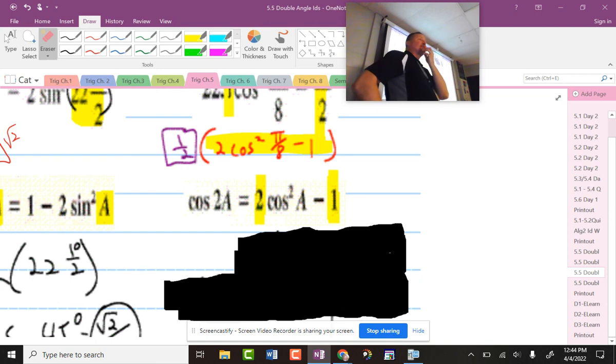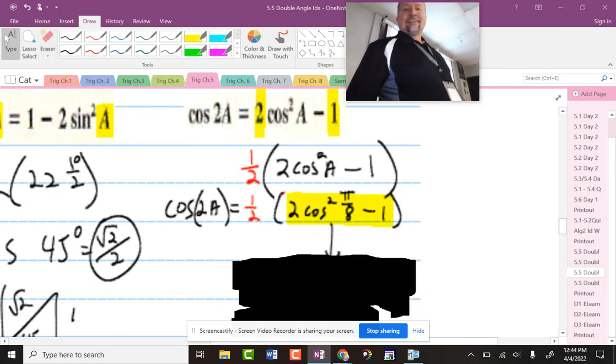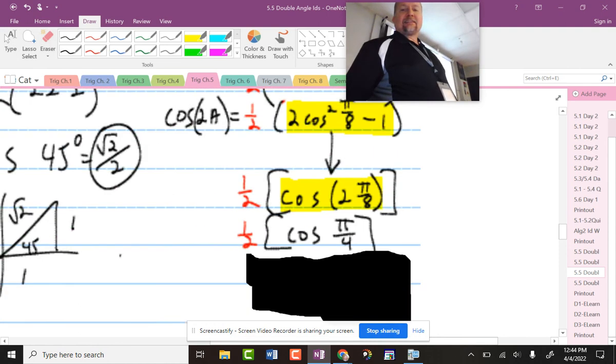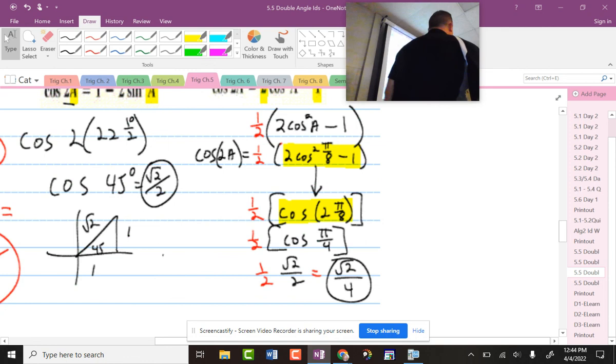What's the cosine of 45? Root 2 over 2. And then what's half of that? Half of that is root 2 over 4. So that's kind of a stupid one with that fraction out at the end.